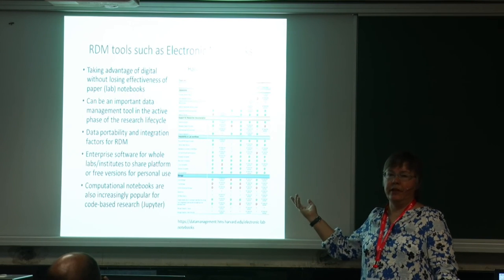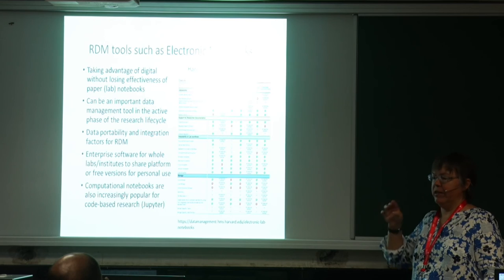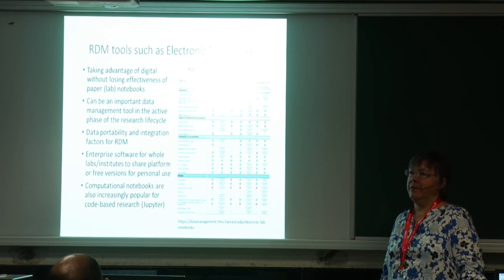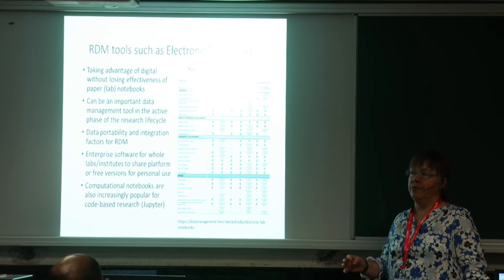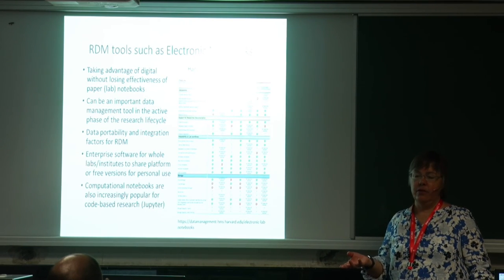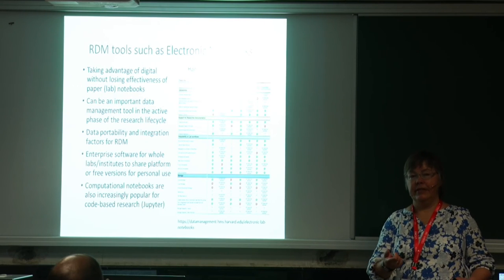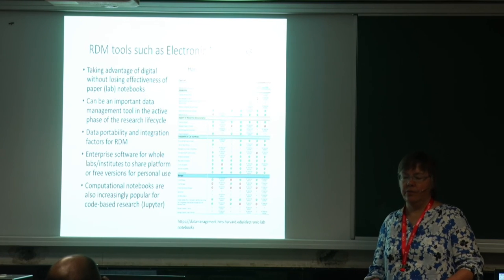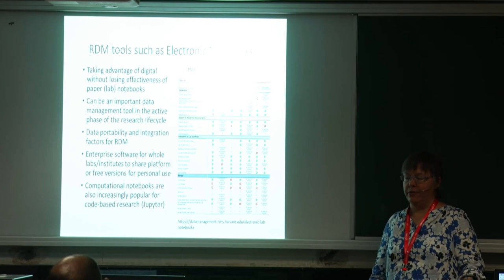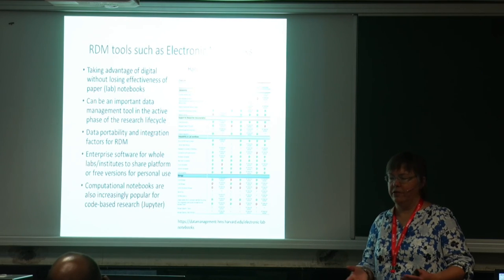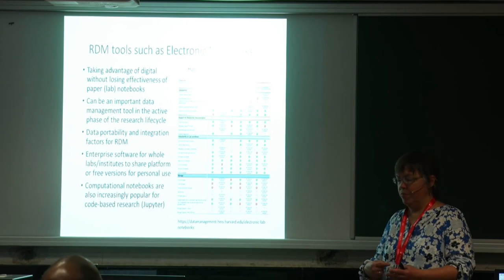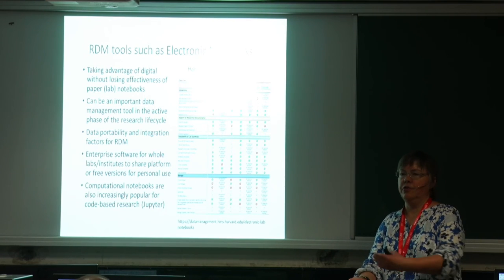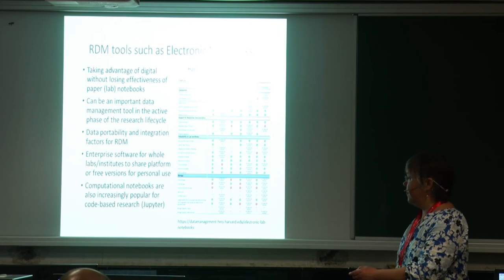Oftentimes there's a free version. Like University of Edinburgh has a contract with RSpace, for example, just one of these. And so the research groups can buy licenses. They can use the free version on the internet, kind of like DMP Online, or the institution can get an enterprise version for a lab group or for a whole institution, and then more features become enabled, especially the sharing of areas for different users to work in a group.